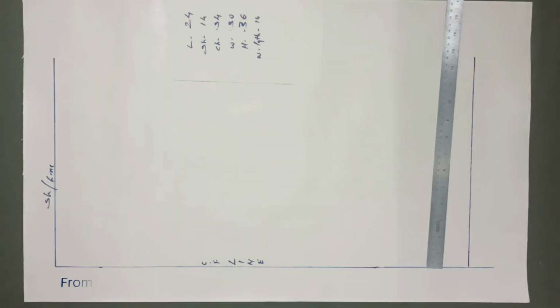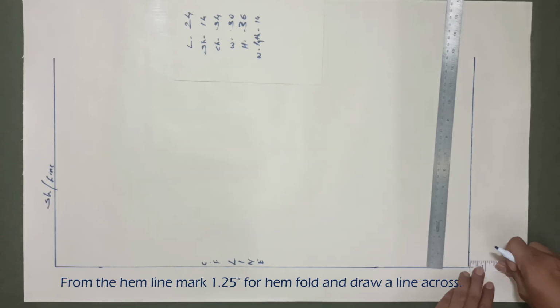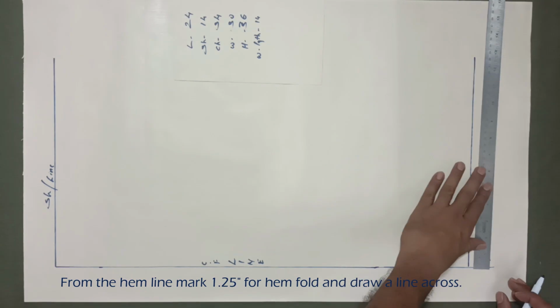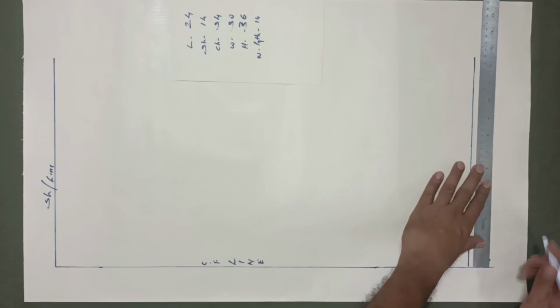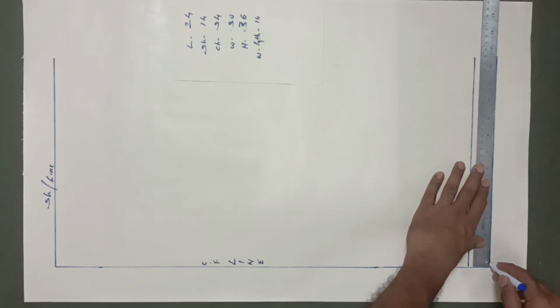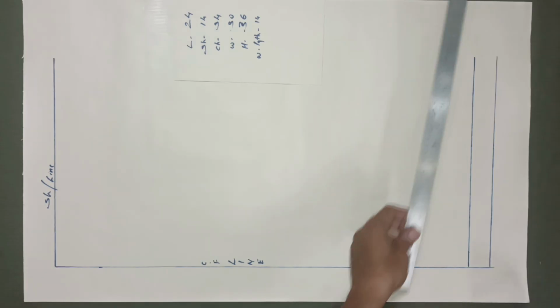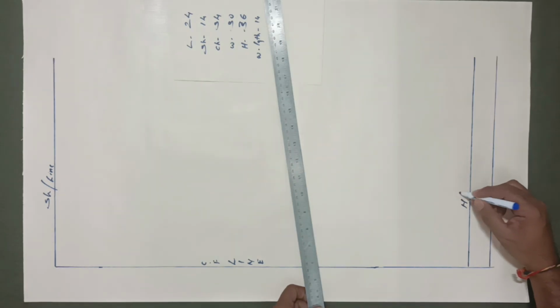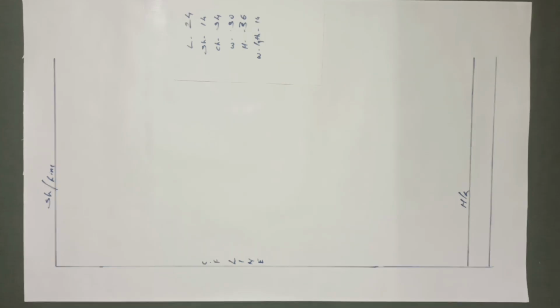From this line, mark 1/4 inches for the hem fold and draw a line across. So this is the hem line and the bottom folding line.